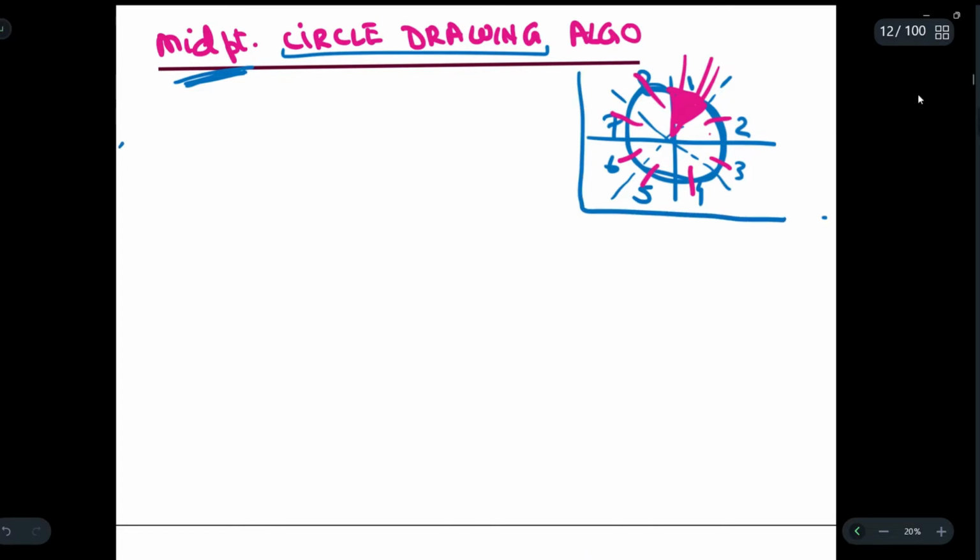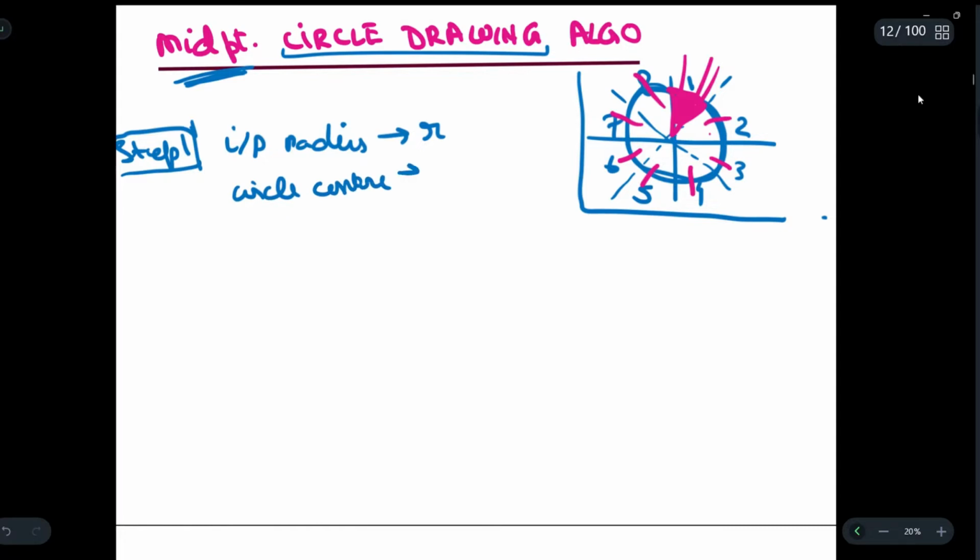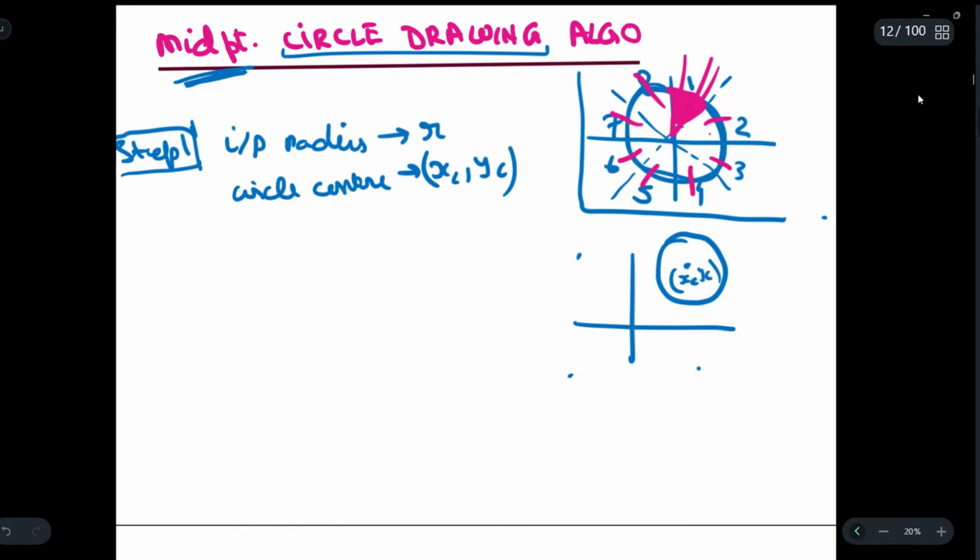First we will see step 1. In step 1, first of all, we will input the radius, that is r, and we will also input the circle center, which will be given by xc comma yc. Now xc comma yc is not 0 because in many questions you will see that the circle is given over here or in any other quadrant. Suppose the circle is given over here and its center is xc comma yc, then you will consider the circle to be at the origin first.